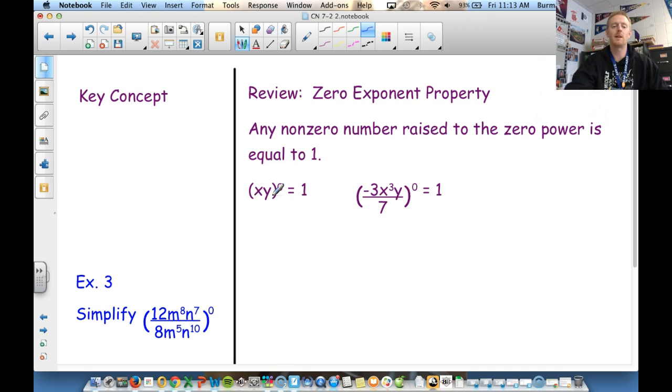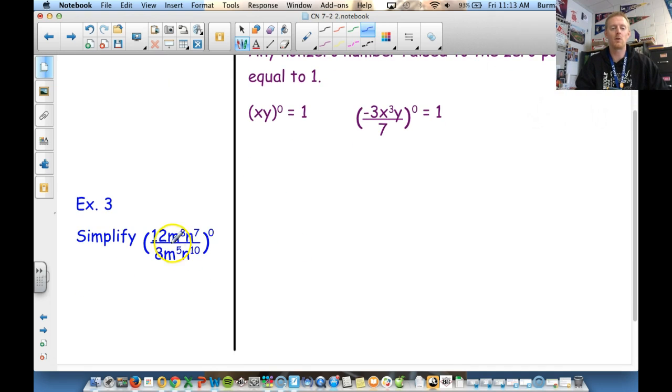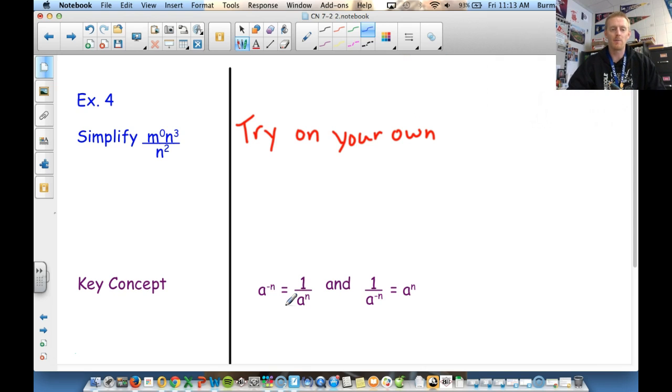So because in example 3 we have this whole quotient, or this whole division problem, to the 0 power, that means this entire answer is just 1. So there's not a whole lot of work that we actually have to do there, because we know that anything to the 0 power is 1. On this problem, you're going to try it by yourself, but remember what we've talked about with the previous problem. So try that on your own. We're going to check it when you get back to class.